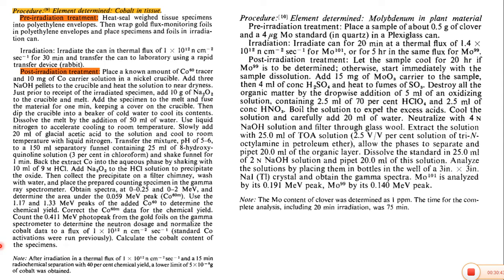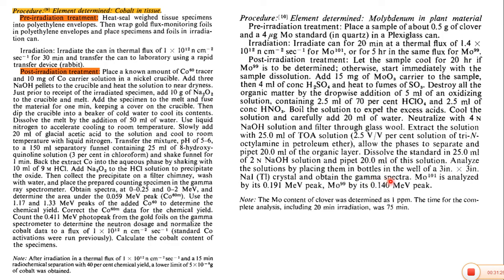Analyze the solution by placing it in a bottle in a well of 3 inch by 3 inch sodium iodide. This sodium iodide doped with thallium crystal is a scintillation detector that receives the radiation from the sample material you are going to determine. This scintillation triggers the photocells for the production of more and more electrons and electrical current that give you information about the sample material that is being irradiated and activated.